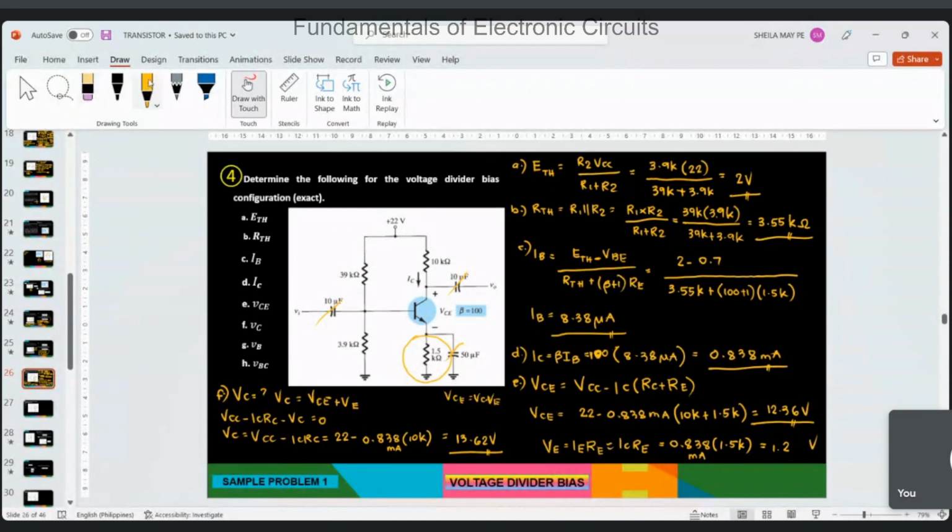So 1.26 volts, okay, mao na itong VE. So therefore, if we're gonna use this one, so VC equals VCE, ang sa itong VCE, 12.36 plus VE at 1.26. So that would give us 13.62 volts. It's the same with this one. So that's our VC.